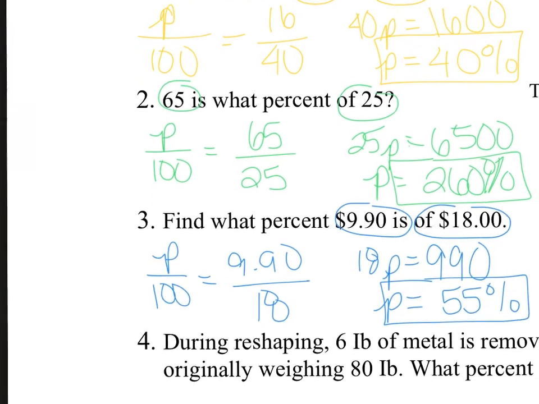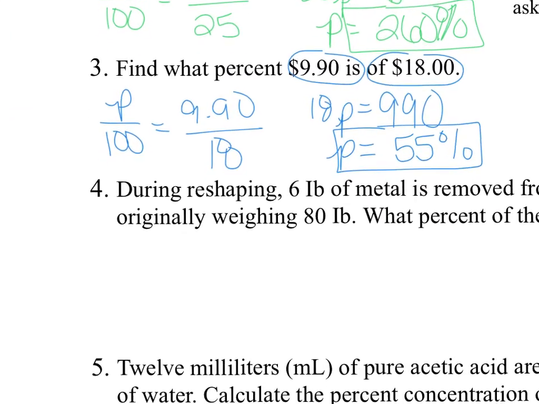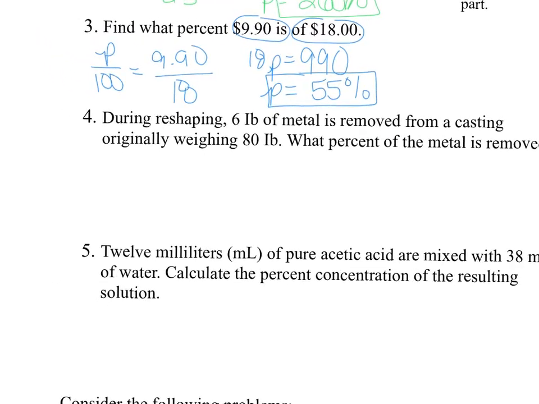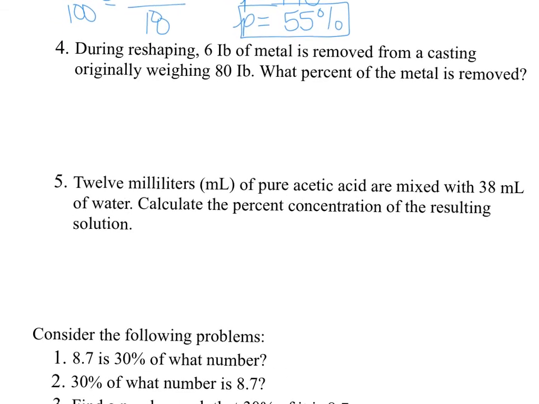Here at this next one, at number 4, we're going to be looking at an application problem. So both number 4 and 5 are a little bit more detailed application problems. During reshaping, 6 pounds of metal is removed from a casting originally weighing 80 pounds. What percent of the metal is removed? So we're going to do our percent over 100 equals, we know that 6 pounds is removed. The original, or the whole, is 80 pounds, so 6 over 80.